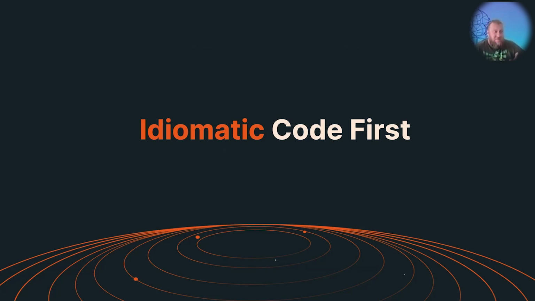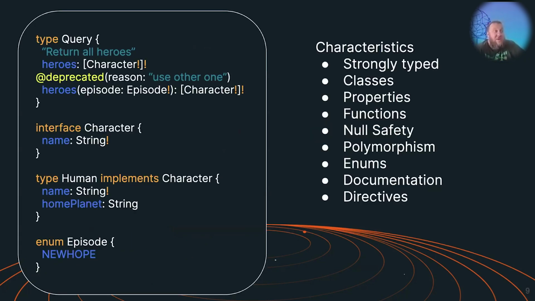So since we're going to be describing our GraphQL schema, let's take a look at a schema and see some of the characteristics of it. This should be pretty obvious to you, and this is an abridged version of the Star Wars schema that I put over here as an example. But you can see that everything is typed. So strongly typed is a pretty good characteristic.